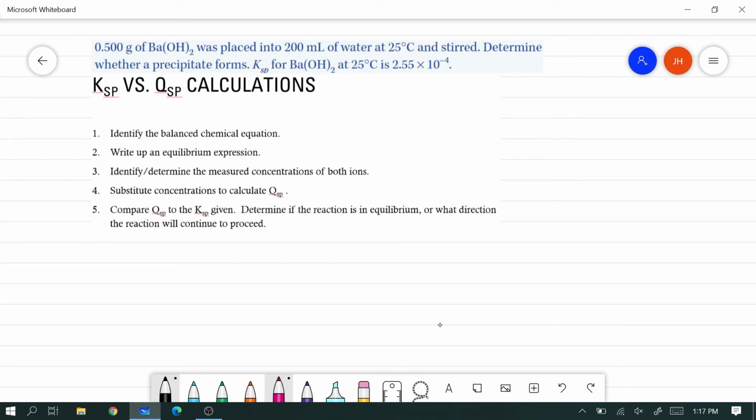Now, 0.5 grams of the salt was placed into 200 mL of water at 25 degrees Celsius. It was then stirred. The question is, we need to figure out whether or not a precipitate will form, given that the Ksp for barium hydroxide is 2.55 times 10 to the negative 4.